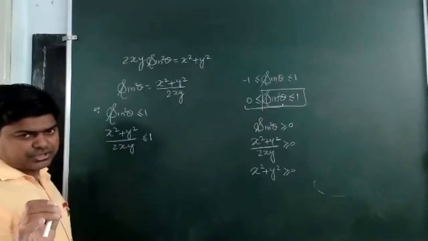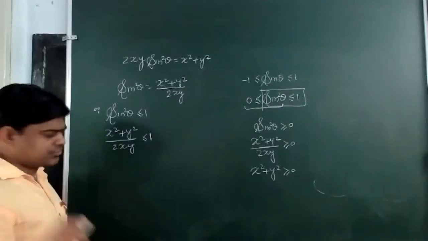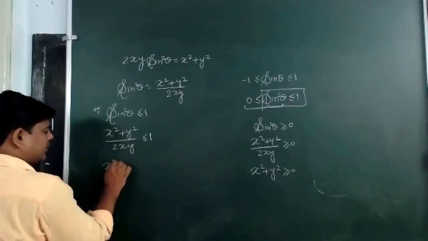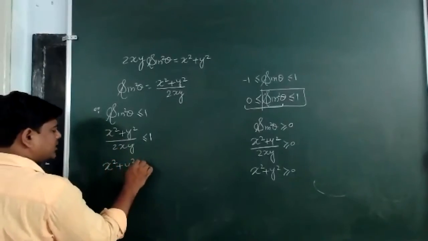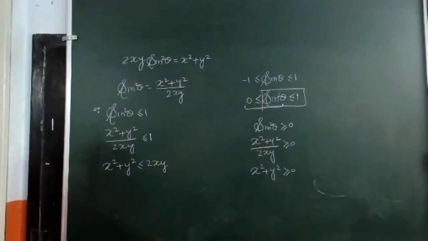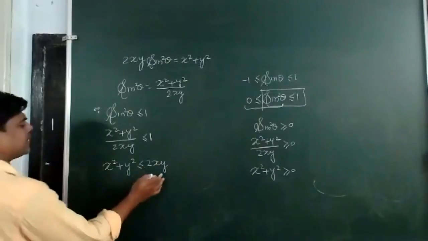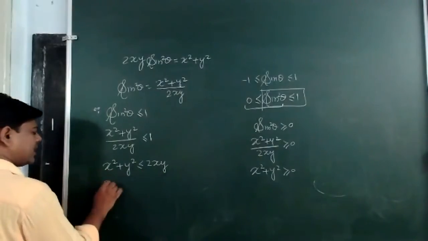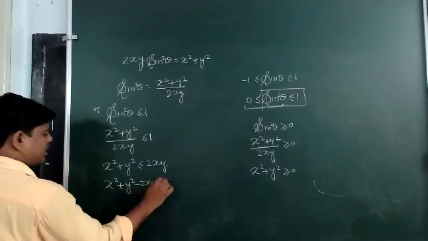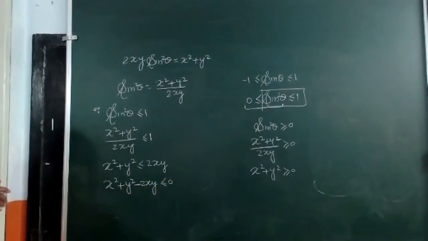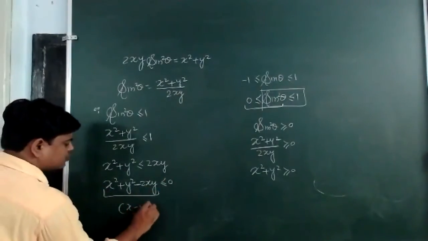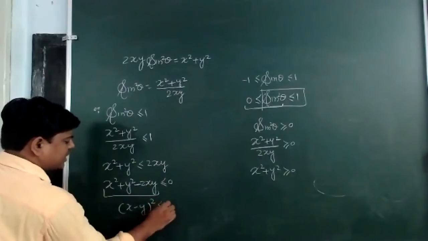Okay, I'm not doing any mistake here. So I may write x square plus y square is less than or equal to xy. One more line I can do, transposing to this side: I get x square plus y square minus 2xy is less than or equal to 0. And this one is x minus y, the whole square, is less than or equal to 0.